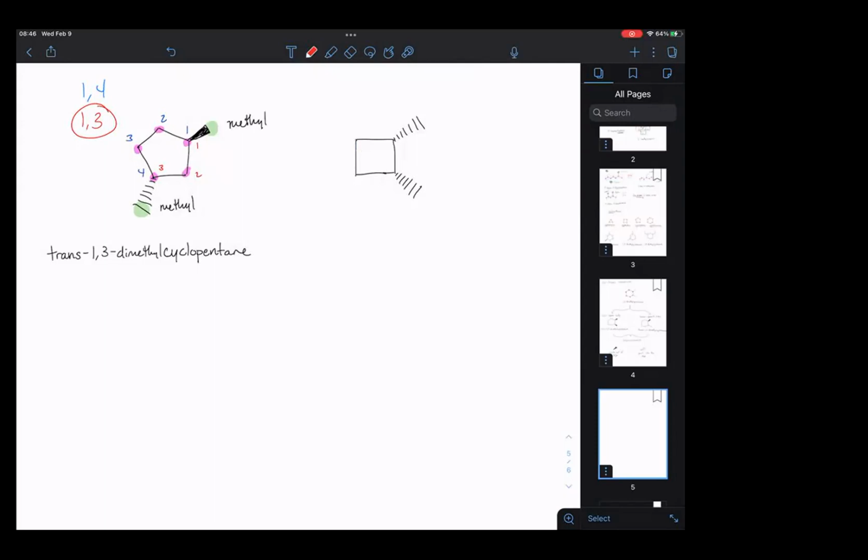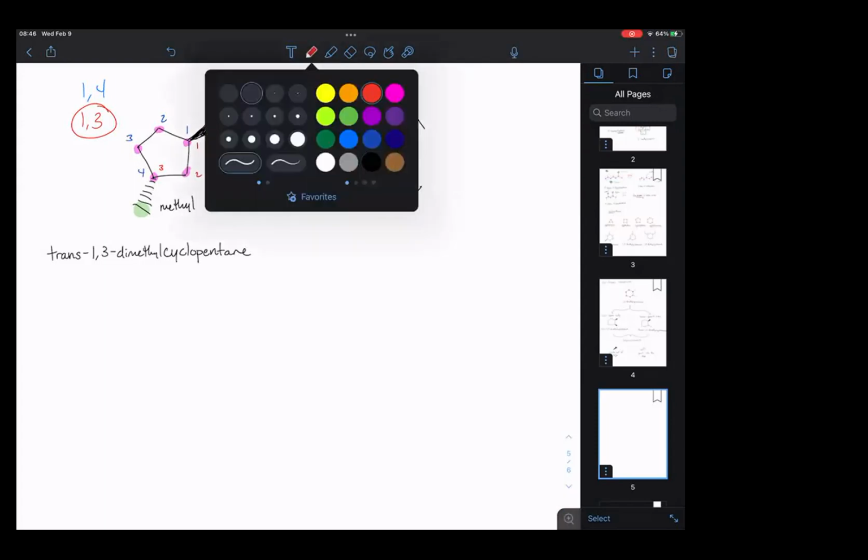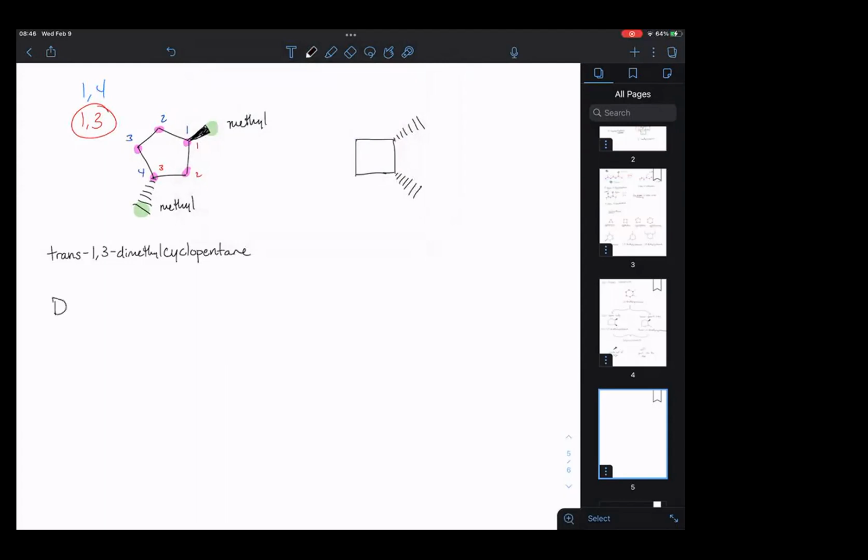Yeah, thank you. And then if I were asked to draw the stereoisomer, I'm going to draw the cis version of 1,3-dimethylcyclopentane. What I'm going to do is turn those bonds either into 2 wedges, or I could do them into dashes as well. Both of those would represent a cis structure where those 2 bonds are pointed in the same direction.